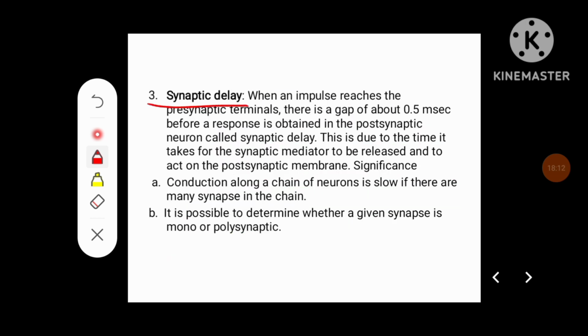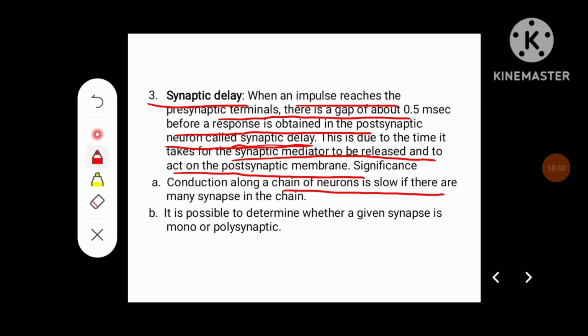Another property is synaptic delay. When an impulse reaches the presynaptic terminal, there is a gap of about 0.5 milliseconds before a response is obtained in the postsynaptic neuron, which is called synaptic delay. This is due to the time taken for the synaptic mediator to be released and to act on the postsynaptic membrane. Its significance is that conduction along a chain of neurons is slow if there are many synapses in the brain. It is also possible to determine whether a given synapse is monosynaptic or polysynaptic.